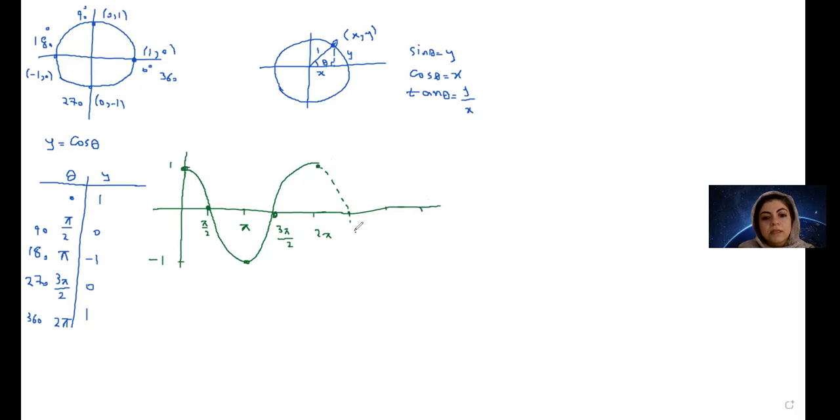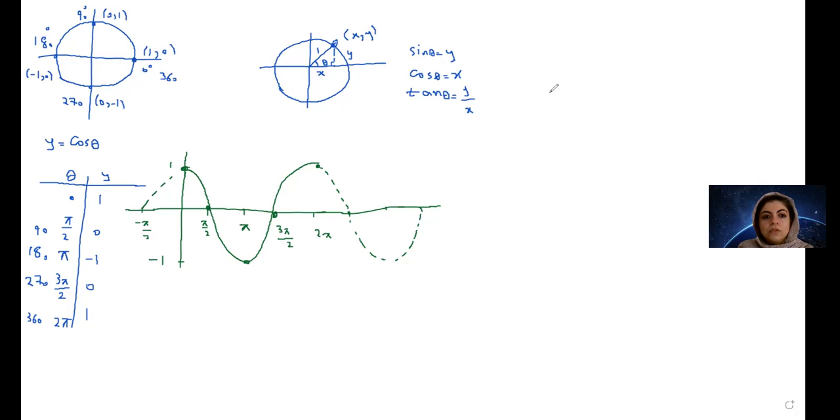This is repeating, right? Then it goes to negative 1. Then it goes to 0. You can continue this way. You can continue at the other side as well. So here is negative pi over 2. Go to 0, right? And so on. This is periodic and it continues forever here, and continues forever at the other side. Any question?